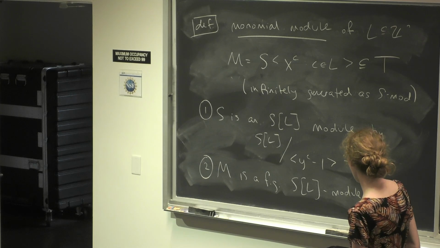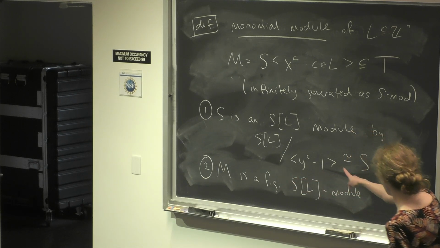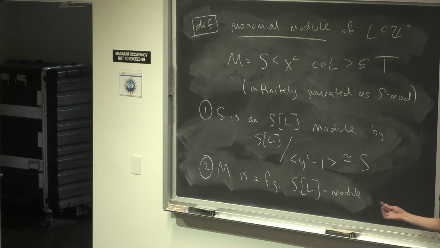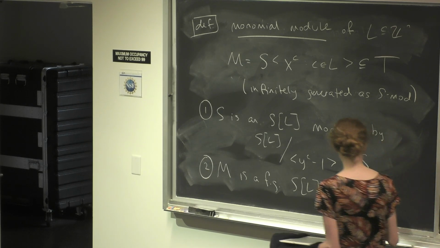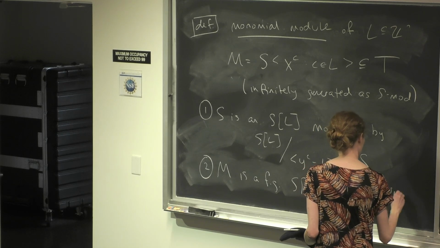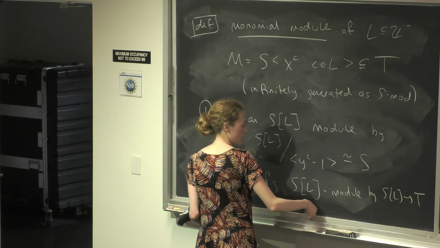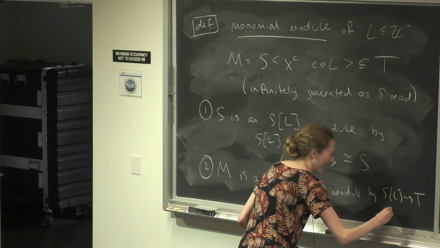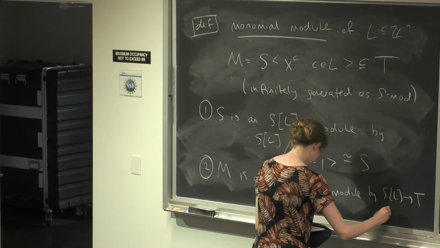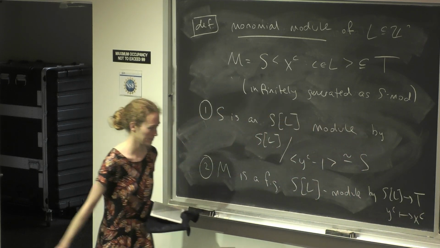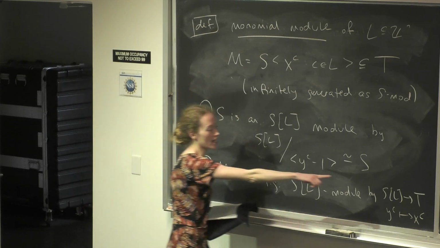So the way that you get this to happen, and Jonathan pointed out that we need to be careful about the x's and the y's. So M is a finitely generated SL module where we just send the y's to the x's. So there's a map from SL to T. Oh, it doesn't go up. Okay, where we just send y to the c to x to the c. And M lives inside here.